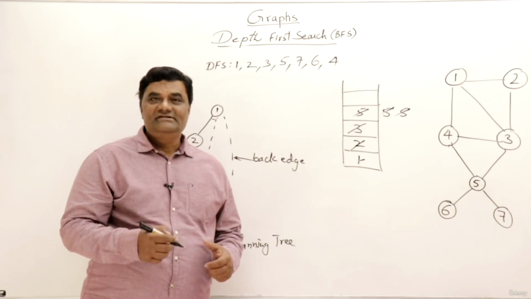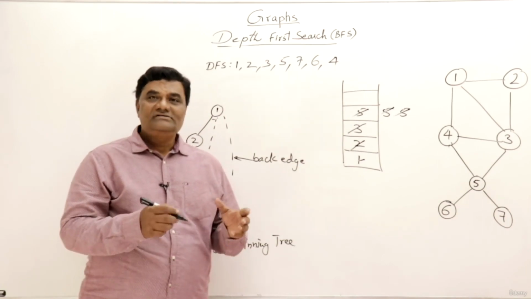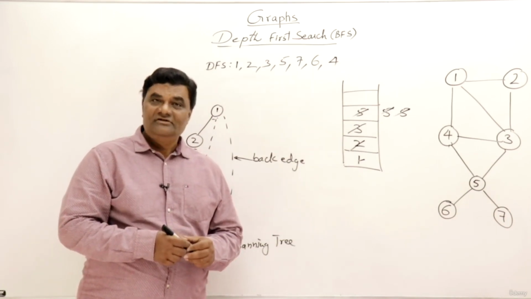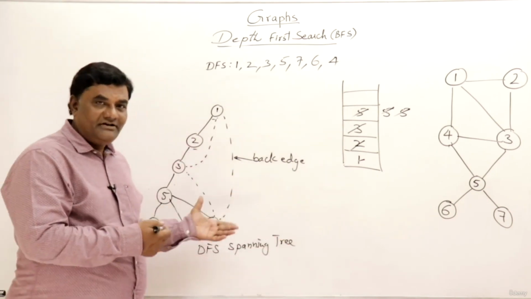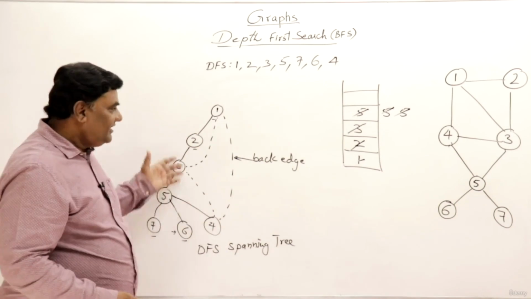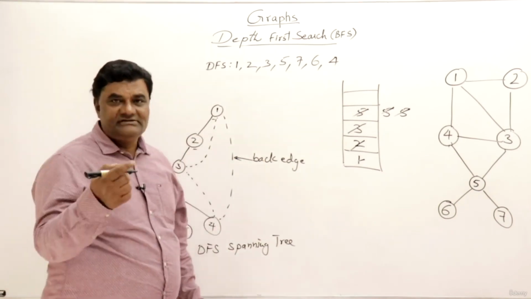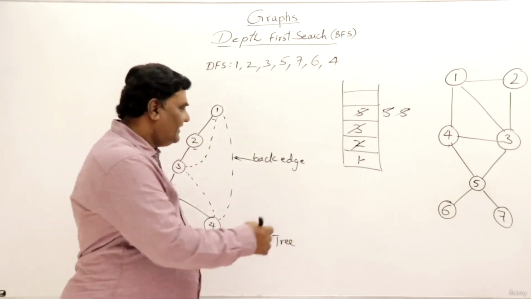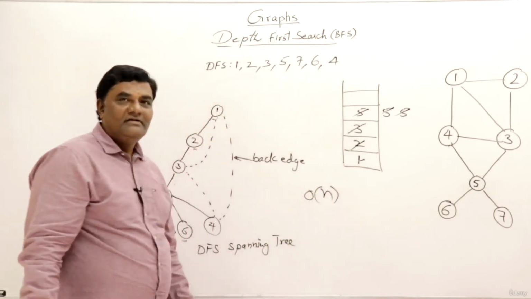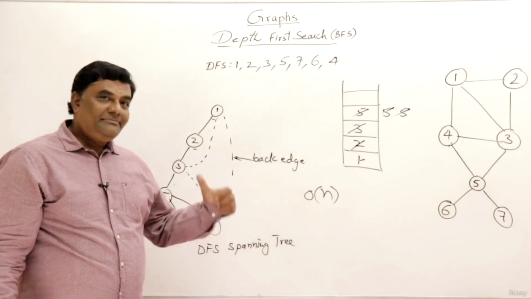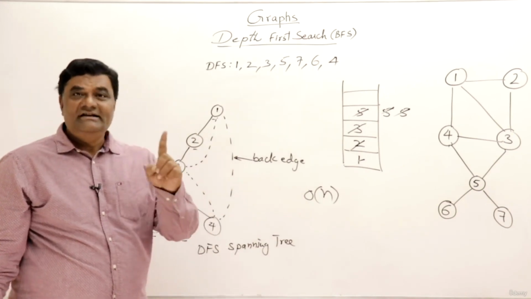The next thing, we will see the analysis. What is the time taken by this depth first search method? The time depends on the work that we are doing. What we are doing here, we are visiting all the vertices once. So how many vertices are there? N vertices are there. So the time is order of n. This is the analytical time.